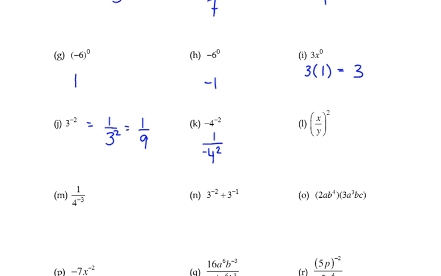Okay? Now when you square it, are you squaring negative 4 or just 4? Just the 4, and the negative remains because it's not in brackets. So this would be 1 over negative 16, or negative 1 over 16. Okay, so notice the difference. If the negative's in brackets, then this would be in brackets, but it's not. So that negative 2 is just applying to the 4, not the negative.